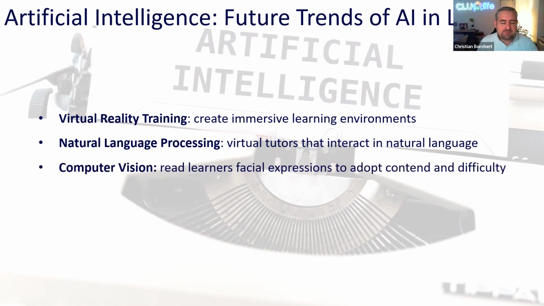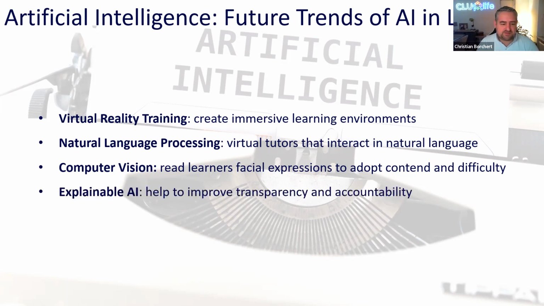Computer vision, I here just brought one specific example that I think will be used more and more in the future, is where you actually use the camera on the laptop or on the phone while somebody is doing a learning exercise, and the artificial intelligence is reading the facial expressions, like, did he understand the question? Is he having a questioning look? Does he worry? What are his expressions? And then adapt the content and the difficulty based on these kinds of impressions.